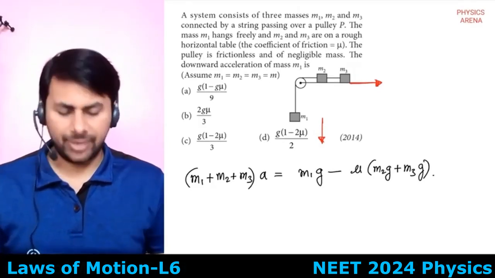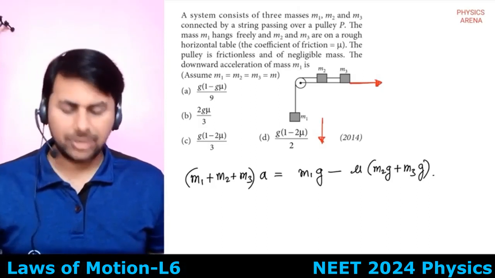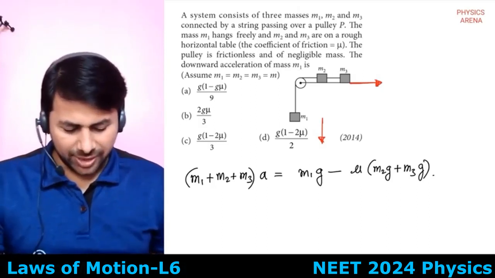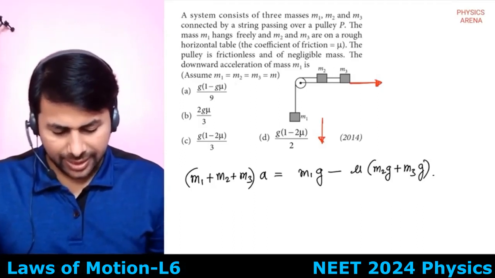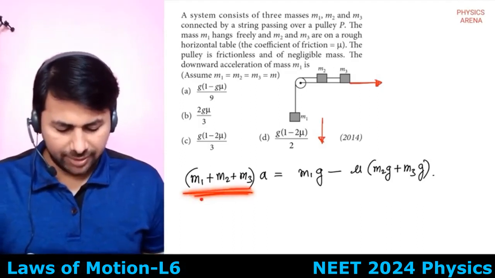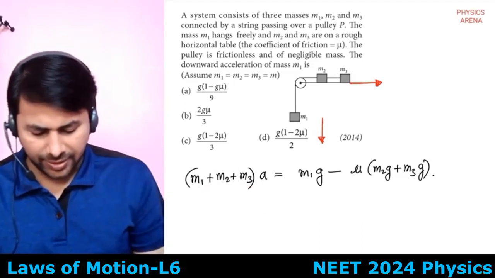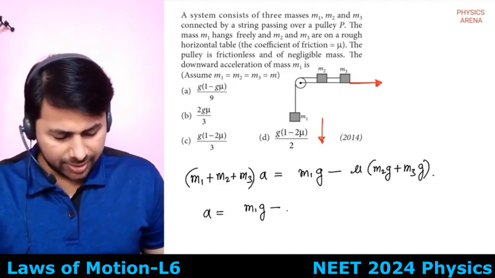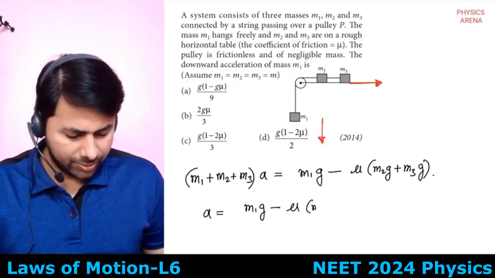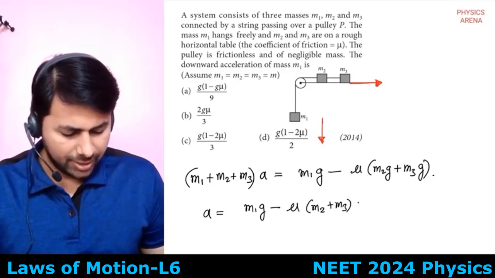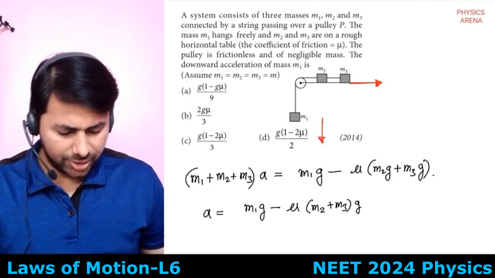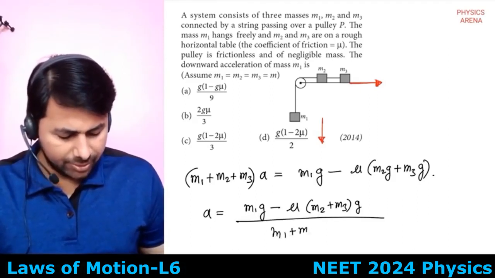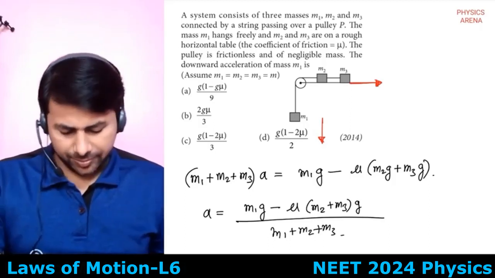Here we did the same thing as I explained. Otherwise, you have to draw three free body diagrams. So now see, we want to find out acceleration. So let's take m1, m2, m3 to the other side. So we get acceleration equals m1 times g minus mu times (m2 plus m3) multiplied by g. g also we can take common, divided by m1 plus m2 plus m3.